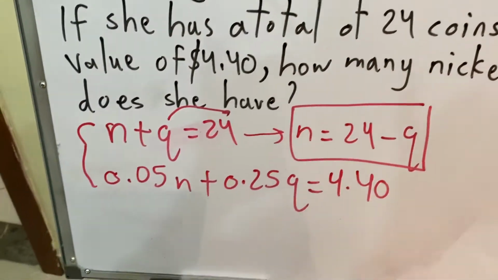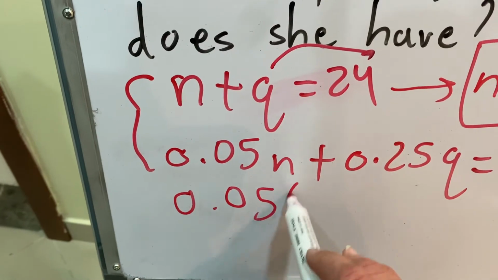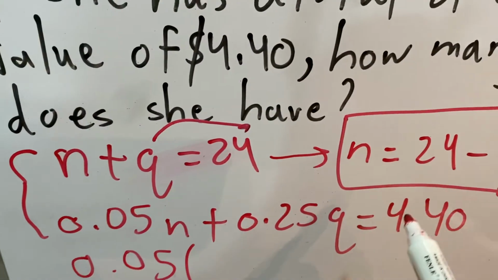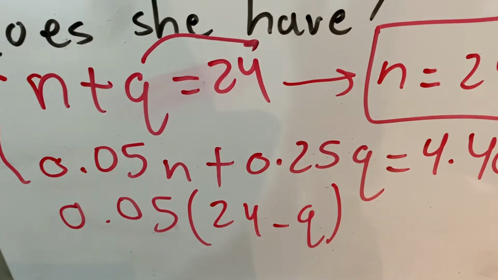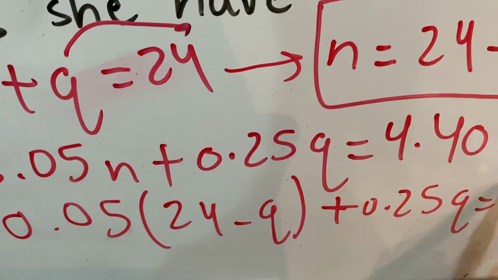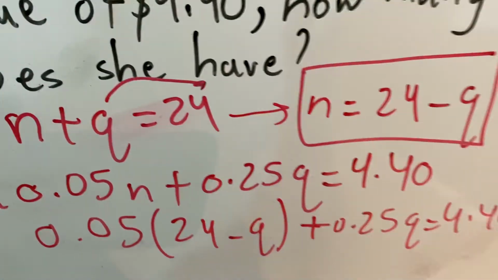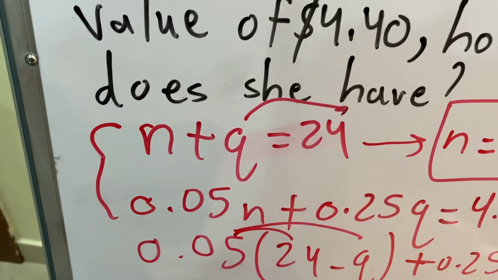Now I have this equation for N. I will take this equation and replace it here on this one. 0.05, I will remove the N and put the value for N, which is 24 minus Q, plus 0.25 Q equal 4.40. Now I have to do the distributive property. I will multiply like this.